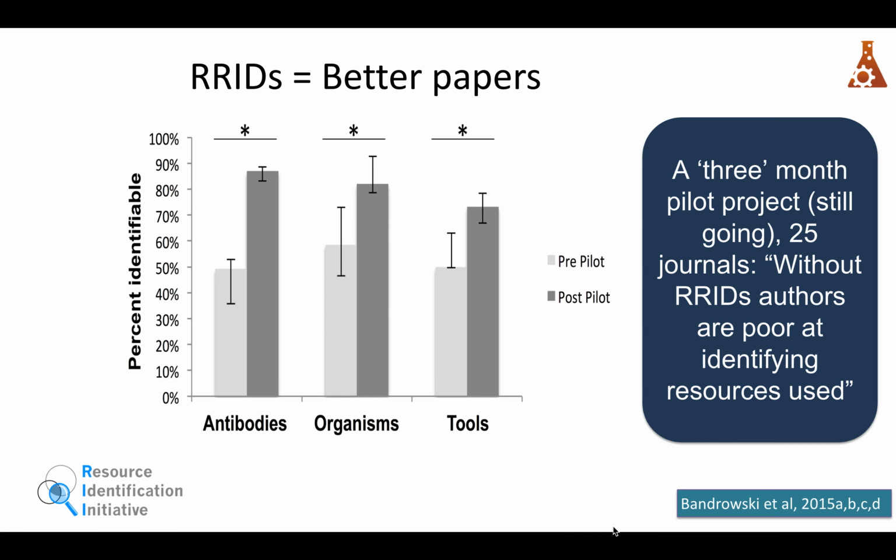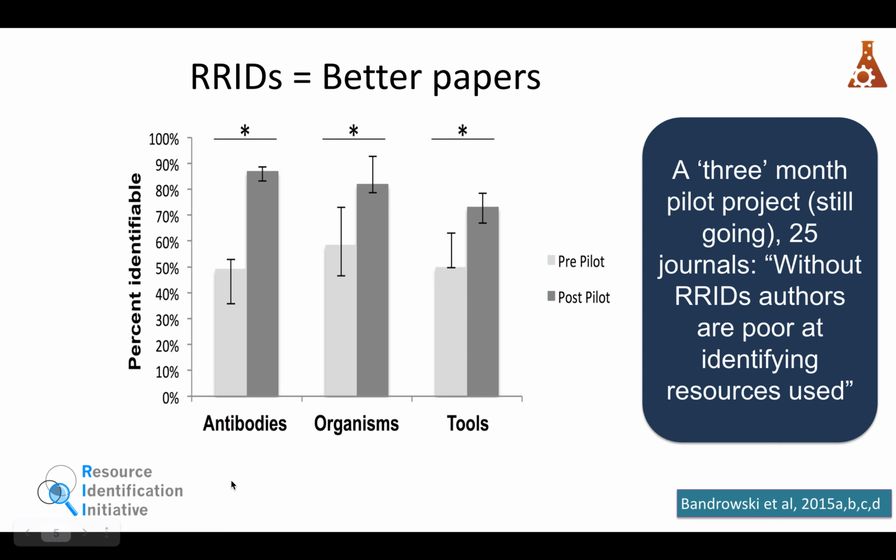Okay, but does it work? Does it work to actually increase at least the ability for somebody else to come in and find those reagents? Well, we did a 3-month pilot project. We're still going. This is now our 7th year, with 25 journals, and we found out that essentially without RRIDs, authors are fairly poor at actually identifying the resources that they used, but with RRIDs, they're much, much better.